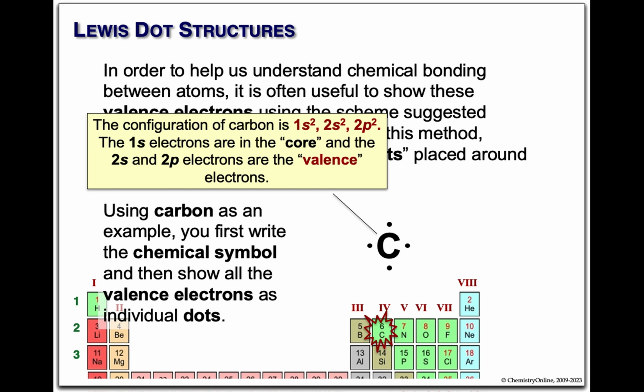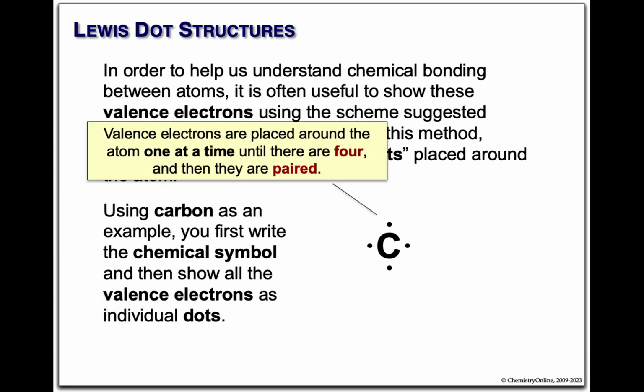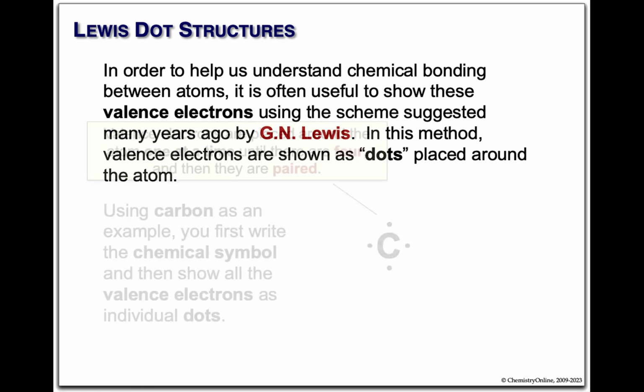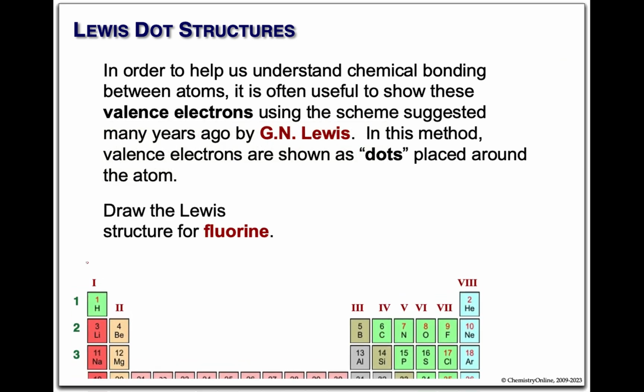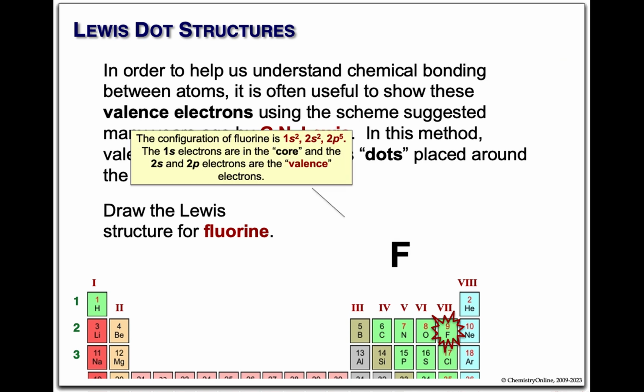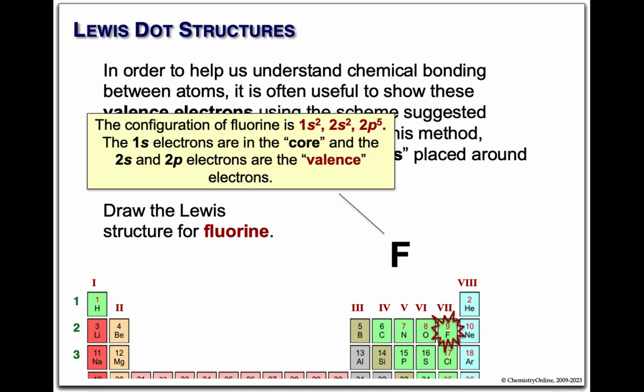Now, if you have more than 4 valence electrons, you start to pair them up one at a time. Let's look at fluorine for that. There it is. Fluorine is also second period. It has 1, 2, 3, 4, 5, 6, 7 valence electrons. We would put 4 around one at a time. Then we would add the rest, making pairs as we go.